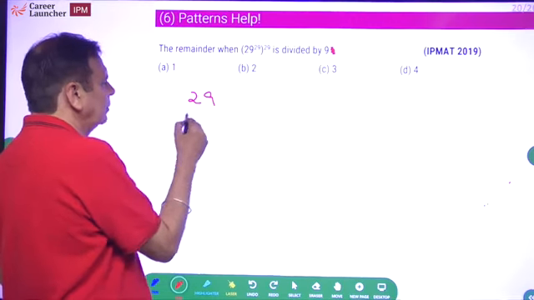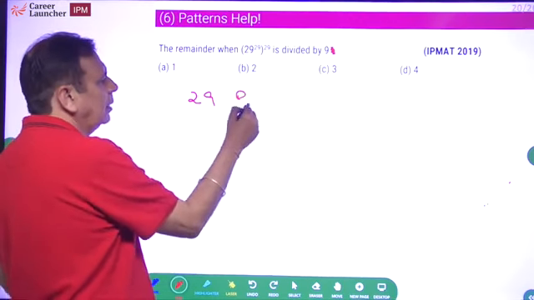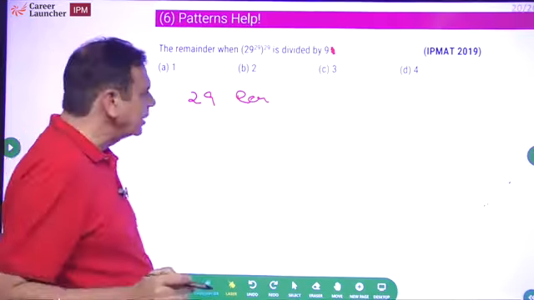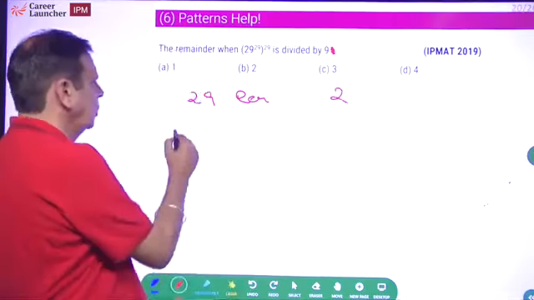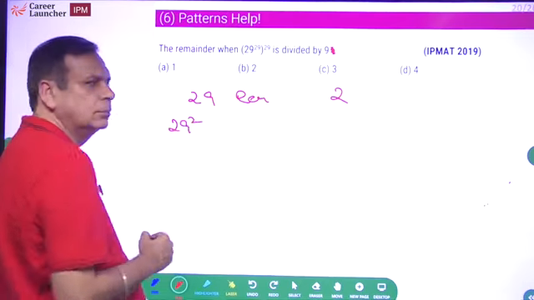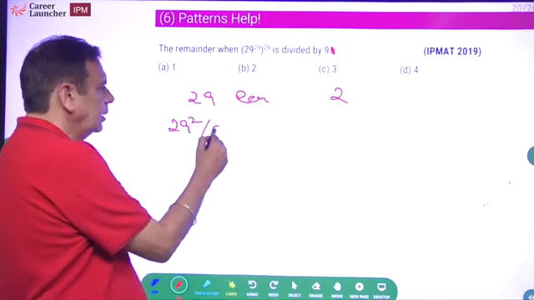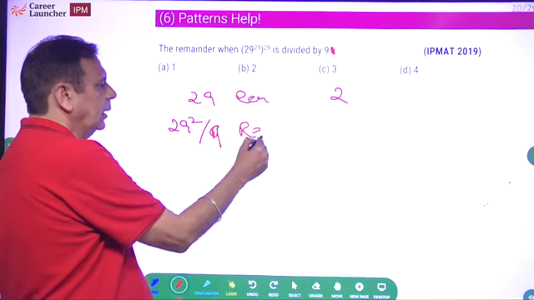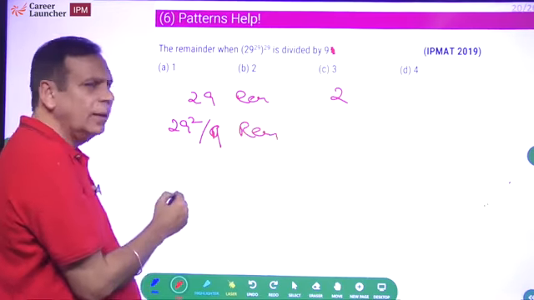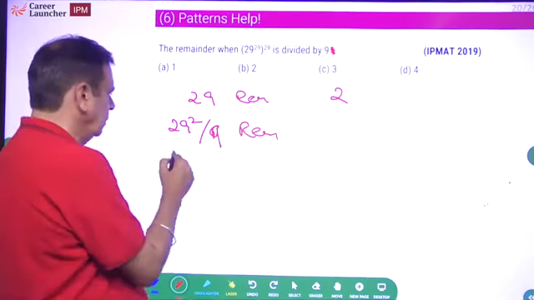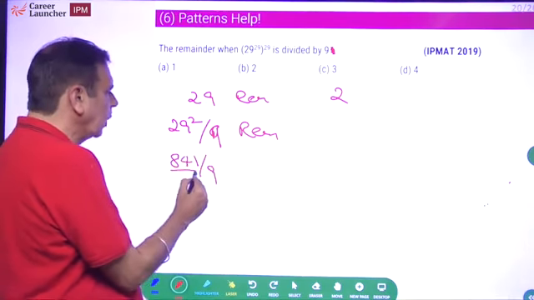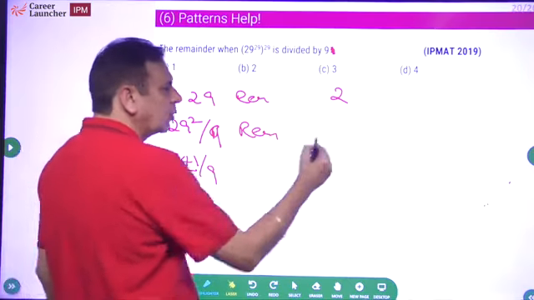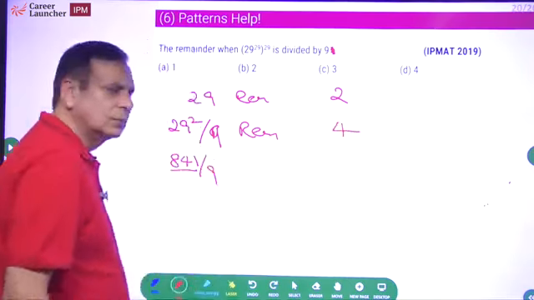29 divided by 9. What is the remainder? 29's digit sum is 11, so 2. Right? What is 29 square divided by 9? What will be the remainder? 29 square is 841. What is the digit sum? 8 plus 4 is 12, and 1 is 13. 13 means 3 plus 1, 4. Remainder will be 4. Right?